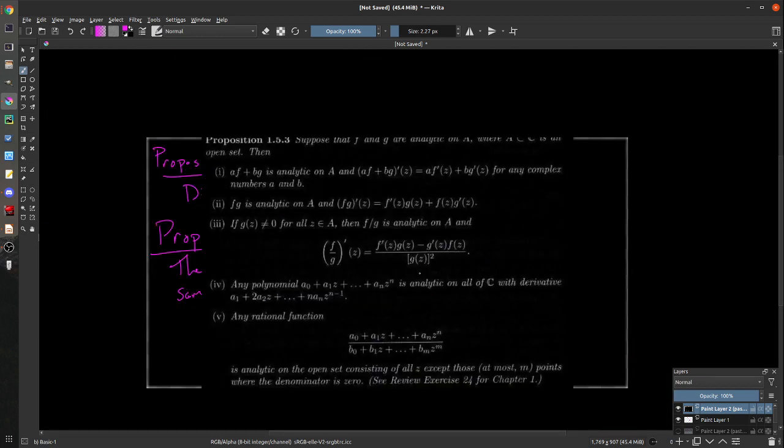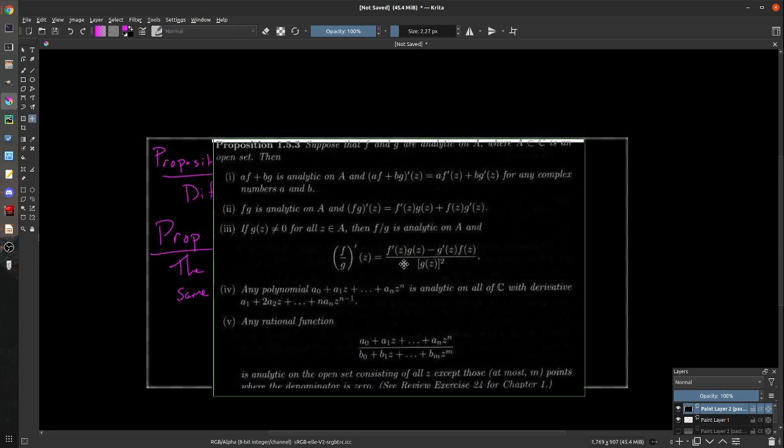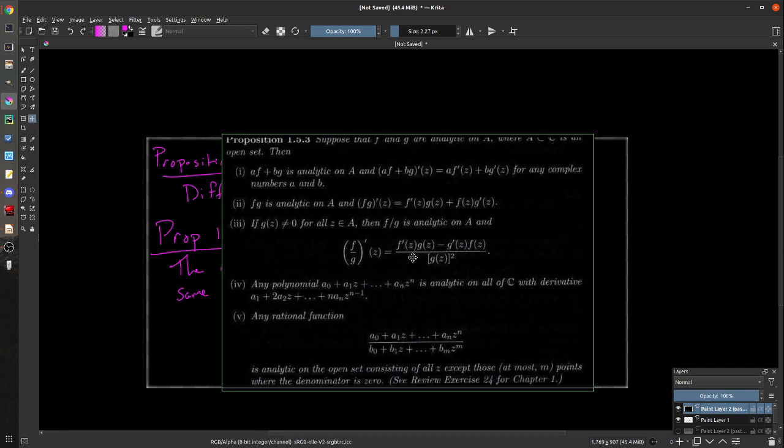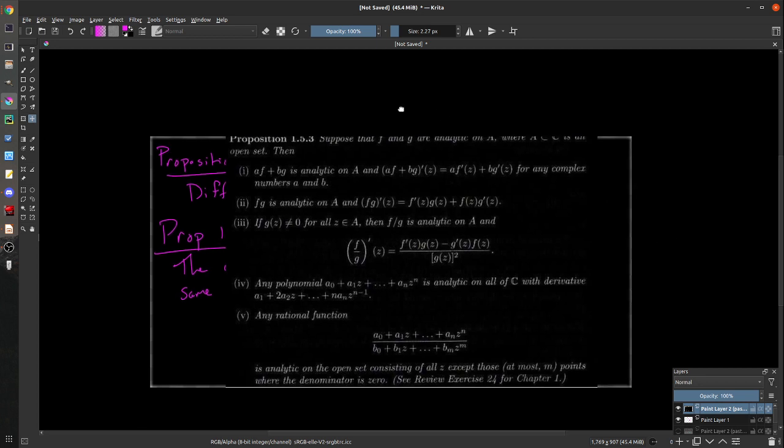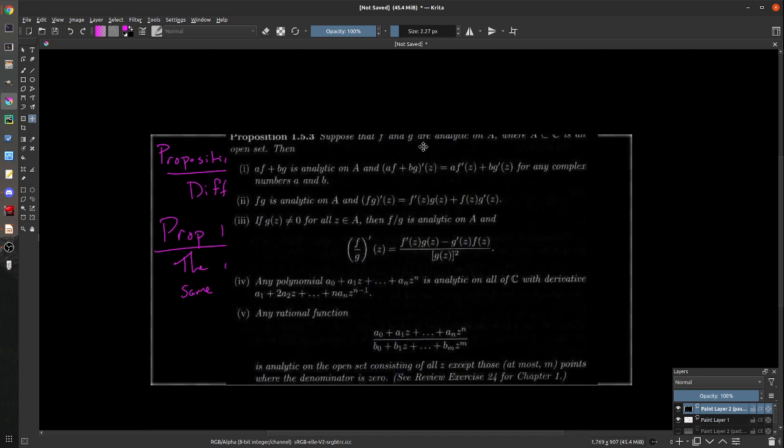All right, so here's this proposition. We'll just discuss it very quickly because it's so stinking long. It says that suppose f and g are analytic on a subset of C, some open set, so they're differentiable. Here's all you need to know. af plus bg is analytic, so you can take sums with scalar multiples a and b, and it distributes like normal. So the derivative of a sum of scalar multiples is the sum of scalar multiples of the derivatives.